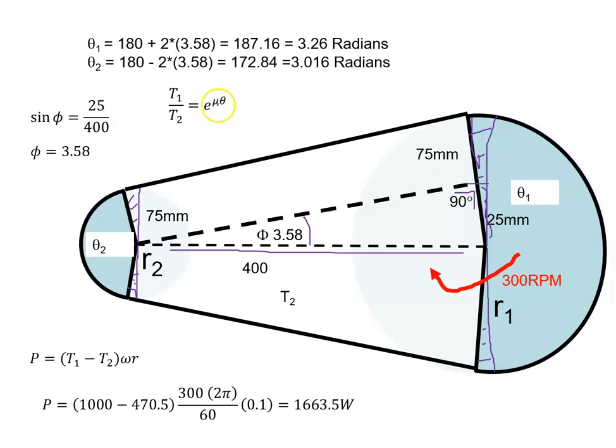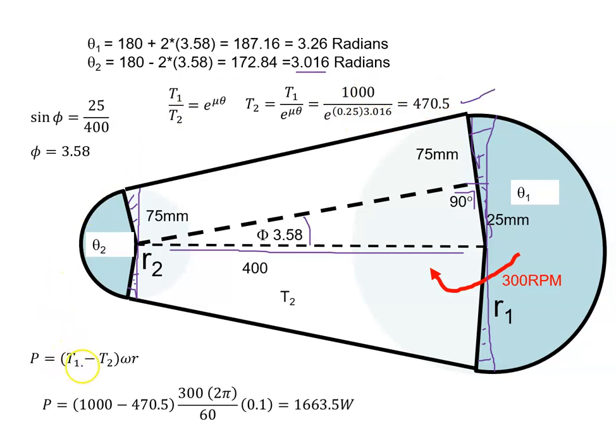The belt equation is T1 over T2 is equal to e to the power mu theta. We were told T1 is 1 kilonewton. We were told mu is 0.25. And for theta, we will always use the smaller angle. So rearranging this equation, I get an expression for T2. And I plug in the values. So T1 is 1,000 newtons, mu is 0.25, and the smaller angle is 3.016. So that works out to be 470.5.